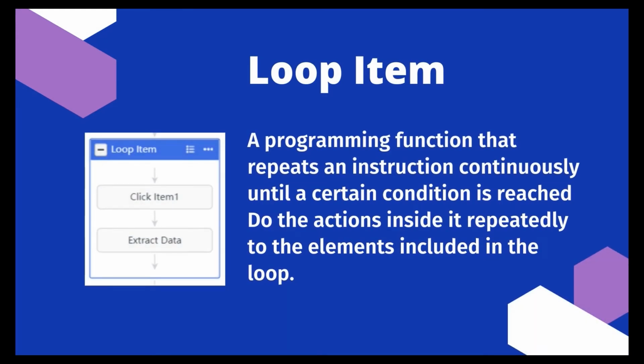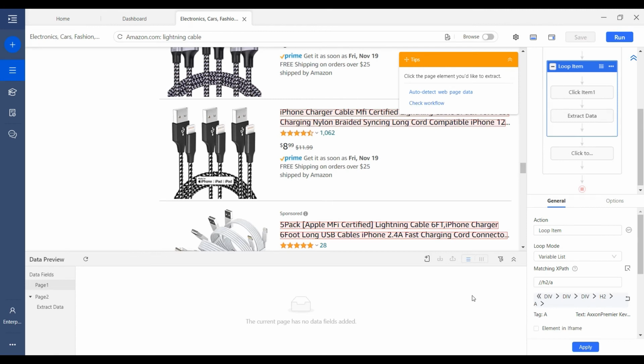A loop is a programming function that repeats an instruction continuously until a certain condition is reached. In Octoparse, a loop means to do the actions inside it repeatedly to the elements included in the loop list. For example, in this workflow, the loop includes a list of elements to click, and Octoparse will repeat the action of click to these elements in the loop list and extract data. That means Octoparse will click each link one by one from the loop list and get data from the linked pages. That's the basic logic of a loop.